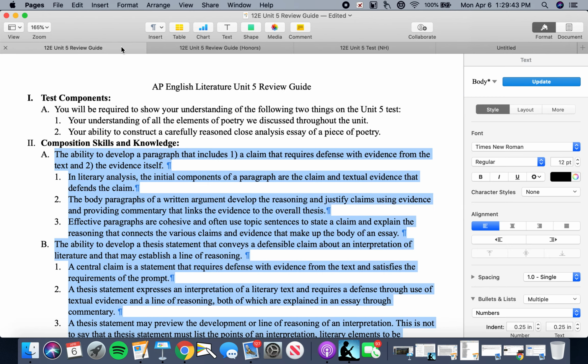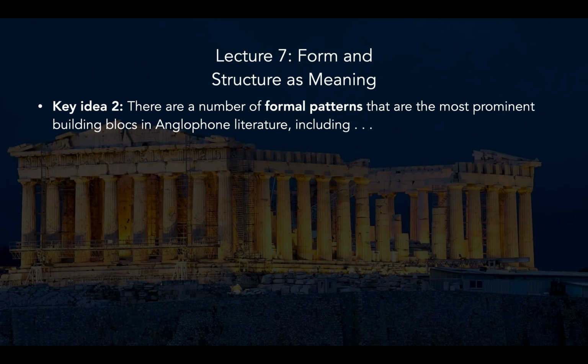All right? So let's talk a little bit more about closed form poetry. We've got our Parthenon as our background here to help act as a visual metaphor of closed forms of poetry. There are a number of formal patterns that are the most prominent building blocks in Anglophone literature that you should just add to your analytical vocabulary so you can describe things a little more effectively.